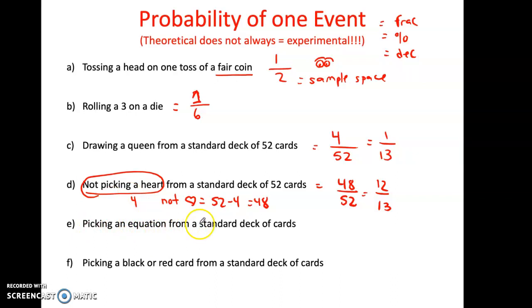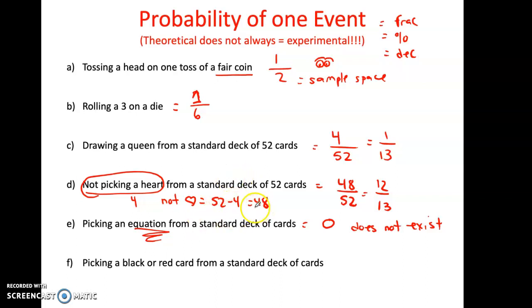Picking an equation from a standard deck of cards. So how many equations are there in a deck of cards? Well, none. There's nothing in there, 0. If something does not exist, it's 0. So when I said integer, it's really whole number.